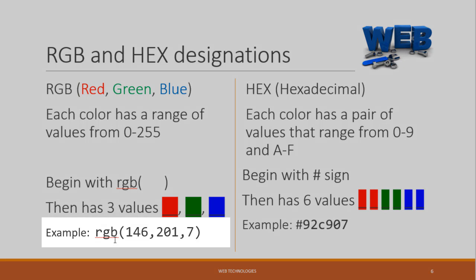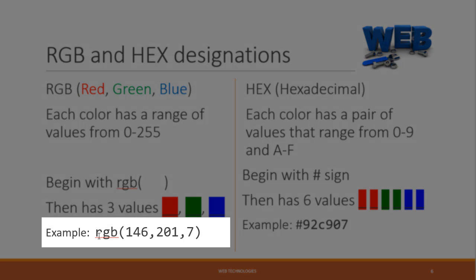So the example that I have here shows how we would actually write this code if we were building a web page. We would say RGB, and then our opening parenthesis, 146, 201, 7. And this color is sort of a lime colored. On the range of 0 to 255, it's got a value of 146 and 201 greens and just a tiny, tiny bit of blue.